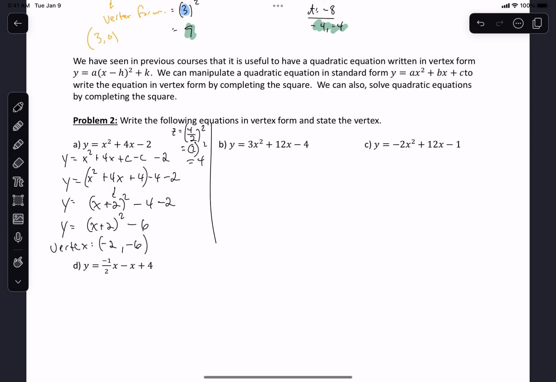Okay. For the next question, this is what I was referencing before. We need to get rid of that factor of 3 there. Okay. So what we're going to do, factor it out. Okay, and we're going to get y is equal to 3 times x squared plus 4x, minus 4. Now here's the thing, if I factor the 3 out of that negative 4, I'm just going to distribute it back in at the end.